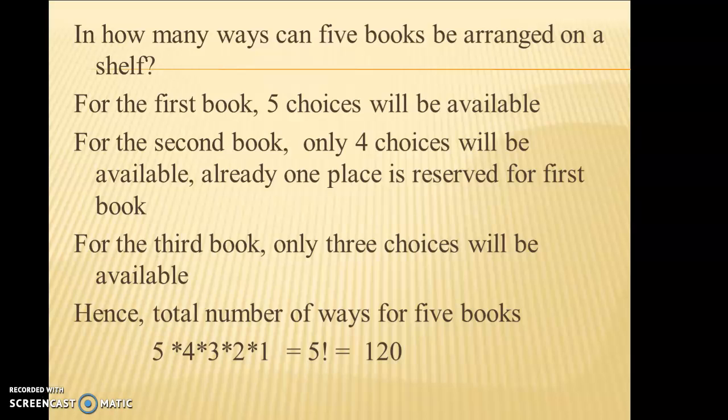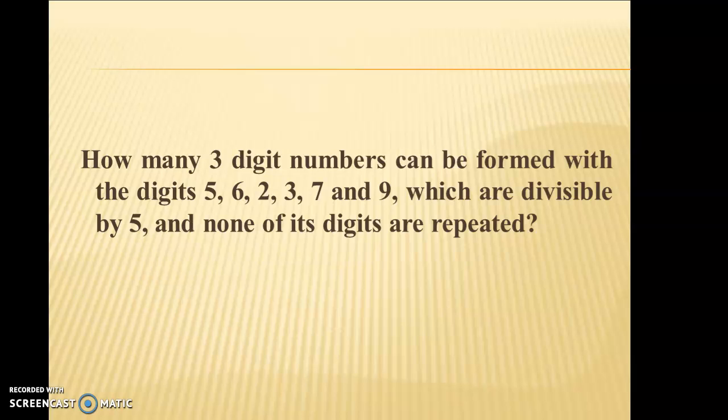Another easier question: in how many ways can 5 books be arranged on a shelf? For the first book you have 5 places, so you can place it in any position. That is 5 choices available. Once you place the first book, for the second book you have only 4 choices. Once you place the second book, for the third book you have only 3 choices. It will go on like that. So what will be the total number of ways for the 5 books? 5 factorial. Yes, the answer is 120.